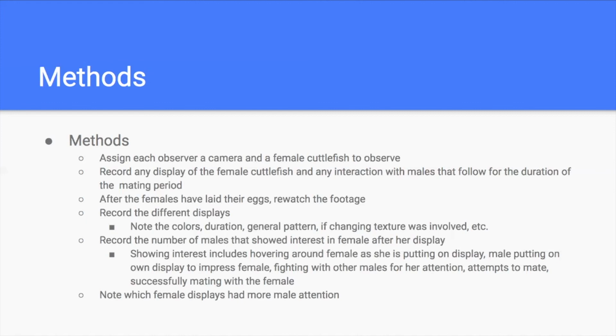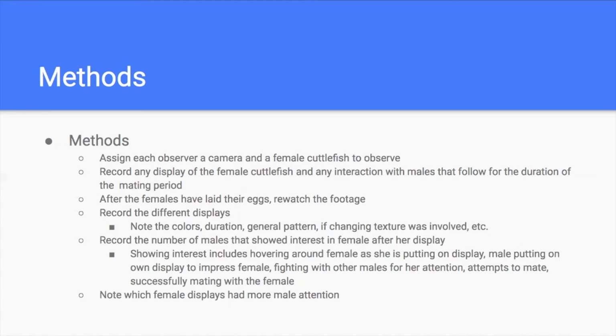And in doing so, we could record the different displays that the females put on. And we'd be looking at what colors there are, the duration of the displays, the general pattern, if they're using like spots or stripes or anything like that, and if changing texture or changing the appearance of their texture was involved. I would then record the number of males that showed interest in females after a display.